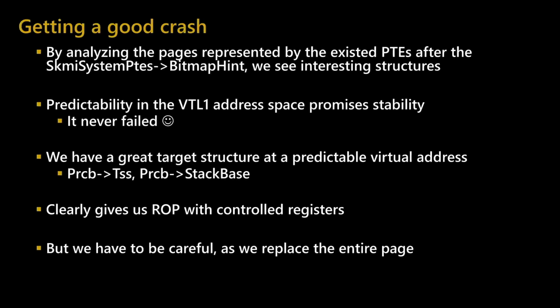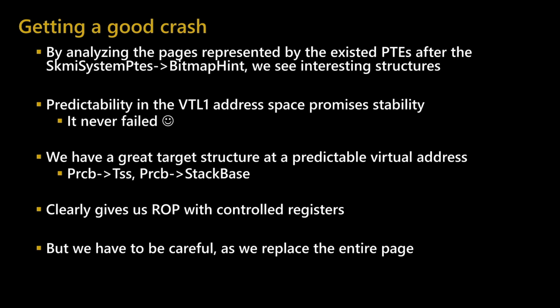So I can just look over the entire address space that I have after the bitmap hint that I have after boot and just see if I have an already existing structure that is in use and that comes after the bitmap hints. And of course, I found the PRCB structure, which is a great candidate for memory corruption exploits.